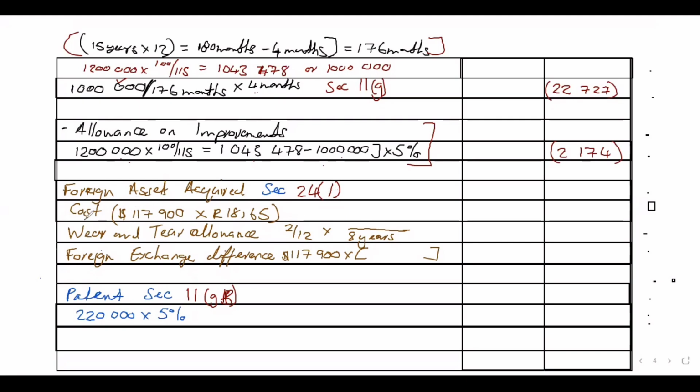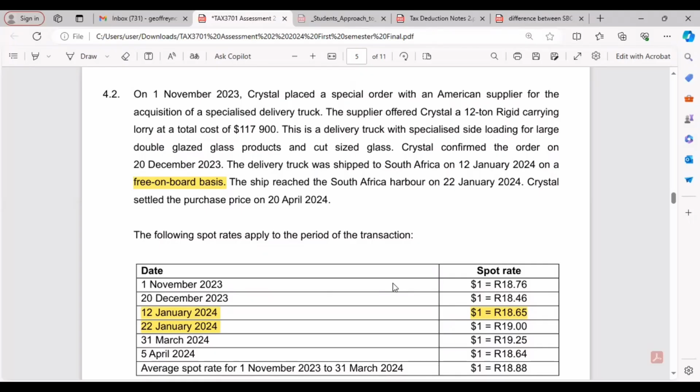Okay, so you start with the cost, convert. So $1 is 18 rand. What about $117,900? Multiply. Are we answered with the spot rates? No. What's the problem? Can you please go back to the question? So can you see there where it says the shipment reached South Africa harbor on the 22nd? We don't care. We don't care about reaching.